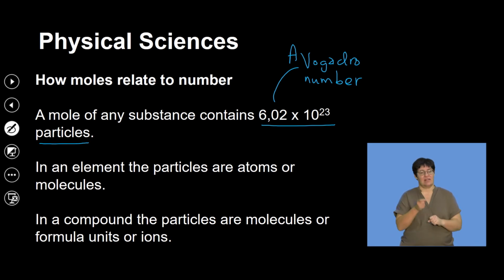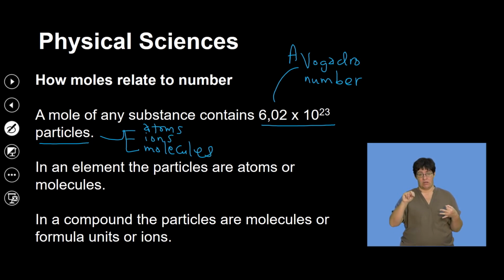Whatever the particles are, they can be atoms, they can be molecules, they can be ions. It can be anything, but the number is constant. So in an element, the particles are atoms or molecules, if it's a molecule of an element. In a compound, the particles are molecules or formula units, for ionic compounds, or it could be ions.